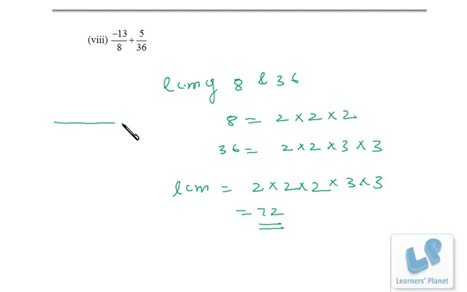Okay, now write 72 over here. 8, how many times will be getting 72? That is 9. So that 9 into this 13, that's 117 with a negative sign. Then plus 36 into 2 will be 72. So that 2 into this 5 will be 10. Okay, so it's minus 107 by 72, right? So it's very simple, friends.